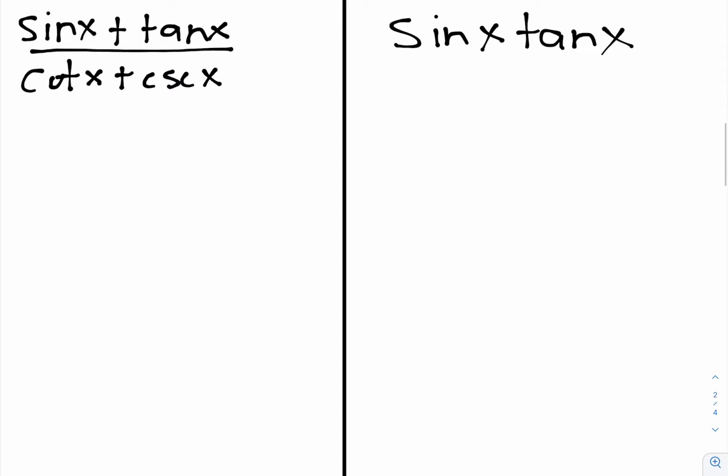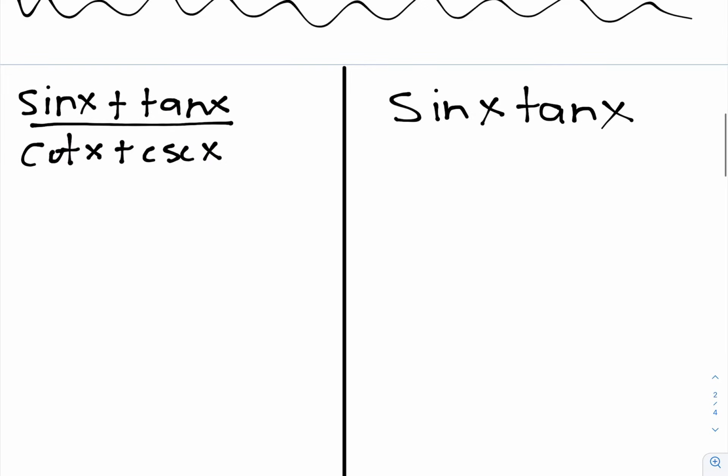Okay, so let's move on to another example here. We have sine x plus tan x divided by cotangent x plus cosecant x. We're trying to prove, and the way we denote that is an equal sign with a question mark on top, but you don't see that a lot. But if you do, that's just kind of what it means. We're trying to prove that it equals sine x tan x.